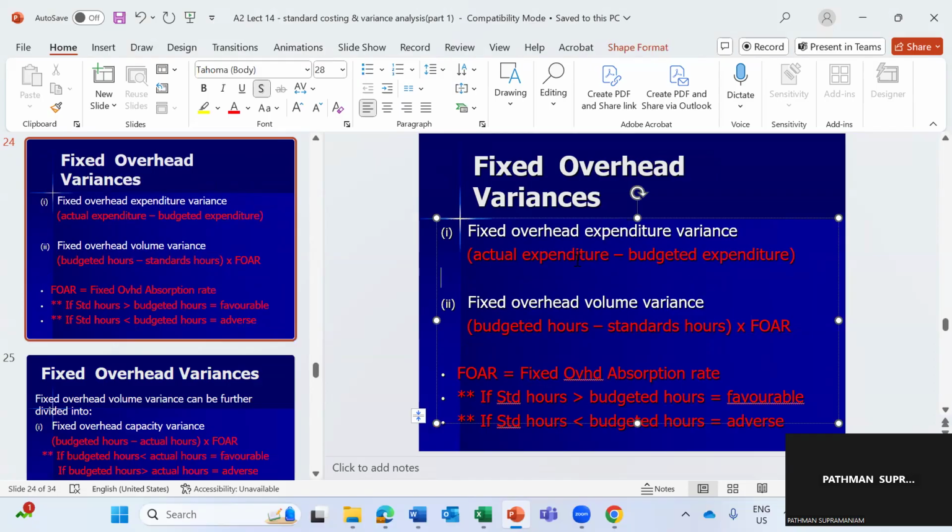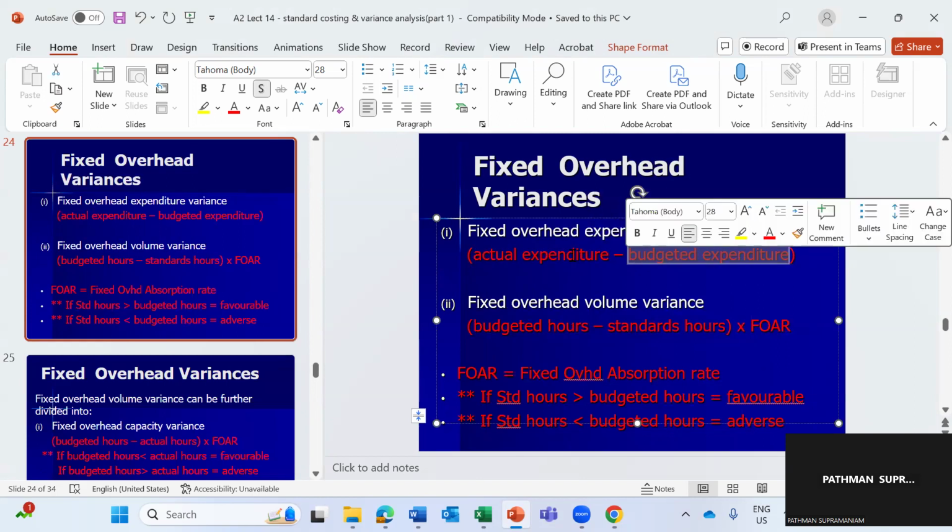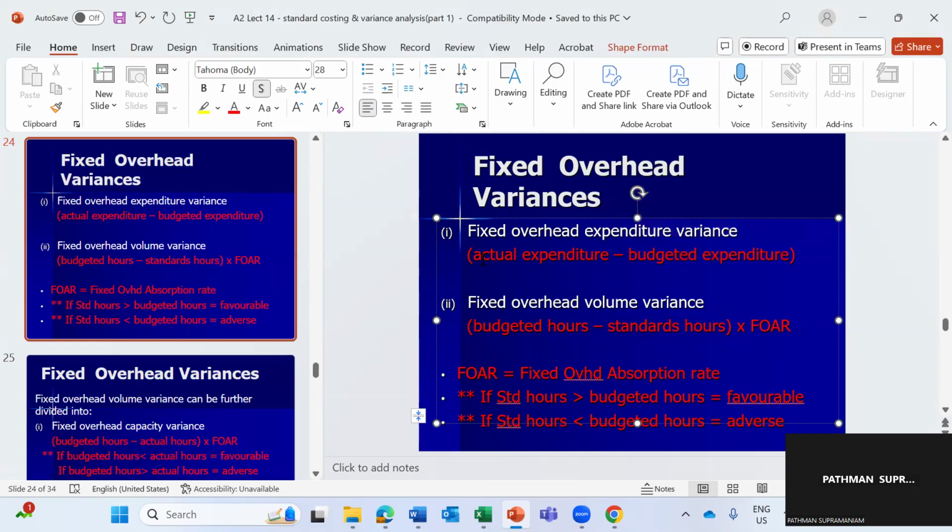When we spend more on fixed overhead as compared to what we plan to spend, it will be adverse. The actual expenditure is more than the budgeted expenditure, so it's bad. We have overspent, so it will be adverse. On the other hand, if the actual expenditure is lesser than the budgeted expenditure, then that's good. It will be favorable.